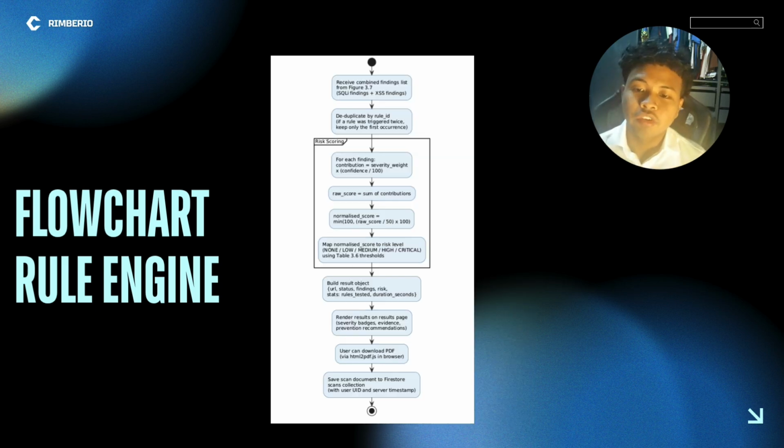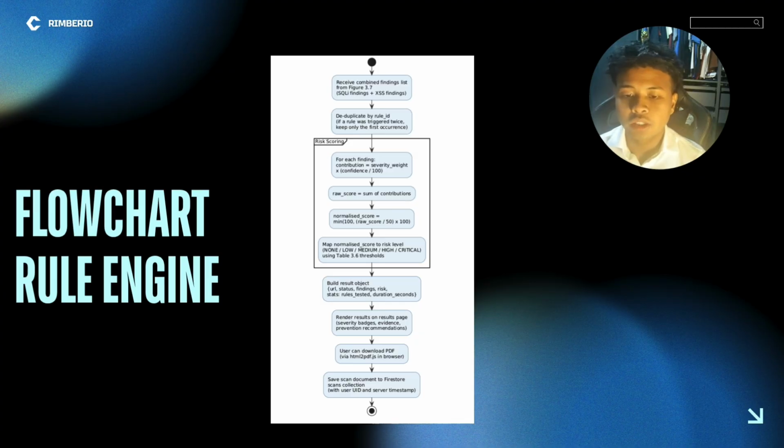Okay, this final flowchart shows the consolidation and scoring process. So the system receives the combined finding list from both SQL injection and cross-site scripting detection phases. It first deduplicates by rule ID to remove any duplicate triggers. Then the rescoring algorithm runs. For each finding, it calculates a contribution score by multiplying the severity weight by the confidence percentage. All contributions are summed into a raw score, which is then normalized to a scale of 0 to 100.